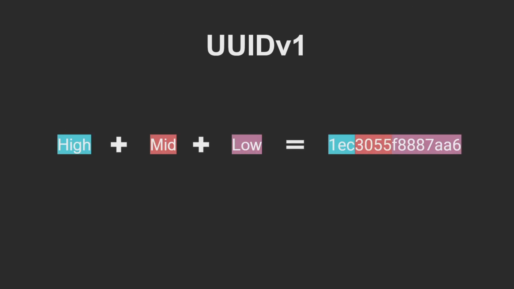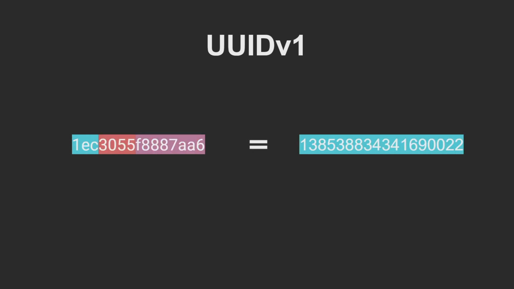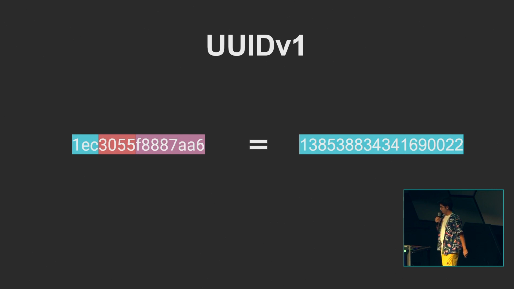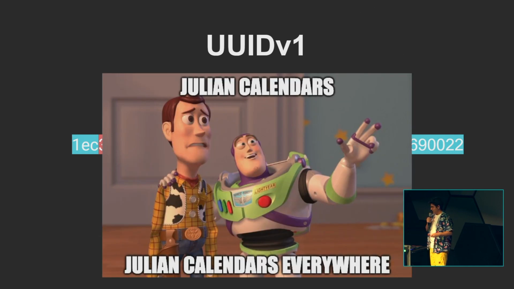To understand what the high, mid, low are, you can put them together, and you get a hexadecimal value. And then that hexadecimal value, when you put it in decimal, you get a timestamp. And so for people that know what a timestamp is, that doesn't look like a timestamp, right? Actually, it is a timestamp, but in the Julian calendar. So why use the Julian calendar? I don't know. That's super weird. Why not use an epoch timestamp?